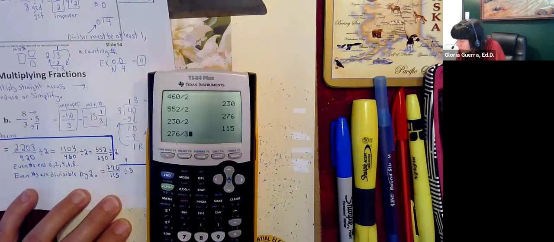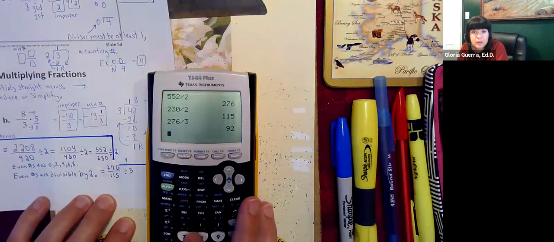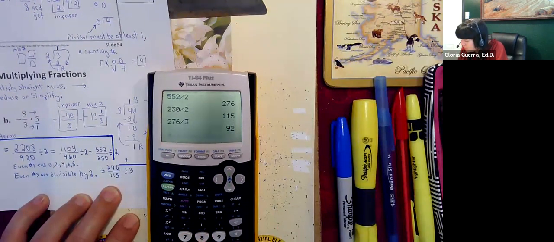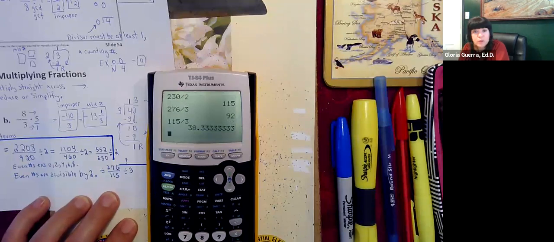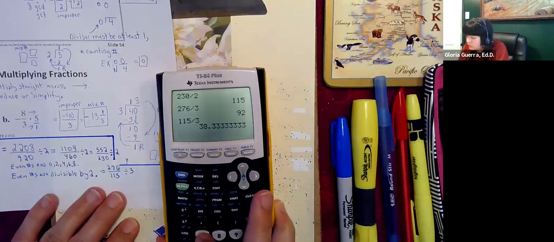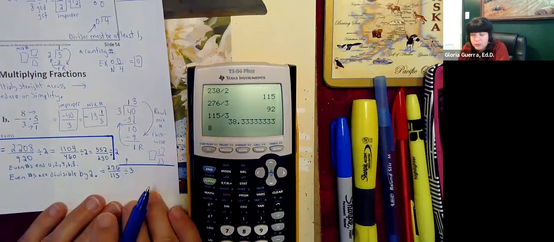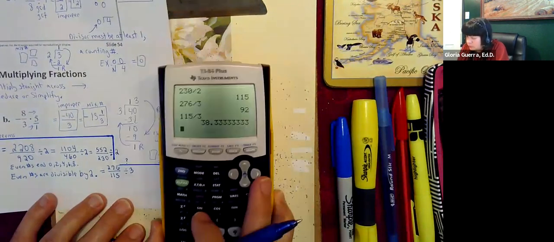276 divided by 3. Okay, let's see if 115 works. 115 divided by 3. Nope. See how I get a decimal? So 3 doesn't work.